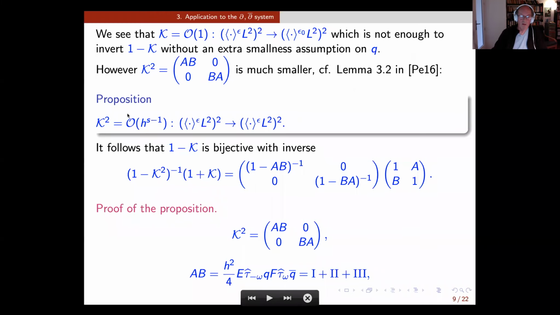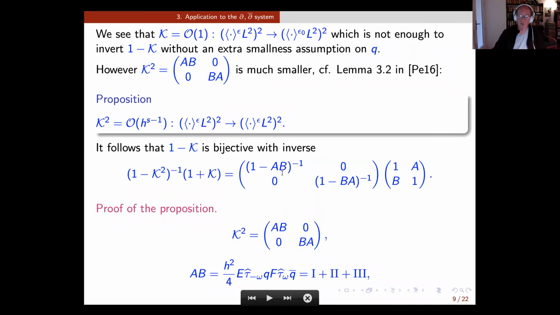The proposition says that k squared behaves like O of h to the power s minus 1 in my space. And I recall that s is strictly larger than 1, so I gain some positive power of h here. So therefore, when h is small enough, that is when the norm of k is large enough, I can invert 1 minus k squared. And if I can invert 1 minus k squared, I can also invert 1 minus k, because this is a way of writing the inverse of 1 minus k.